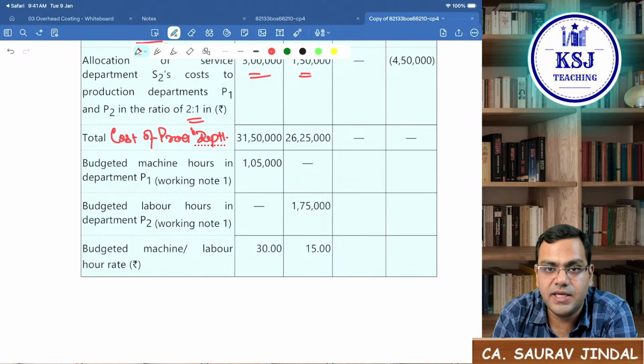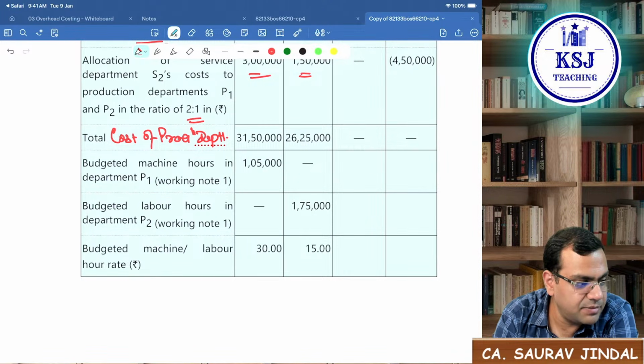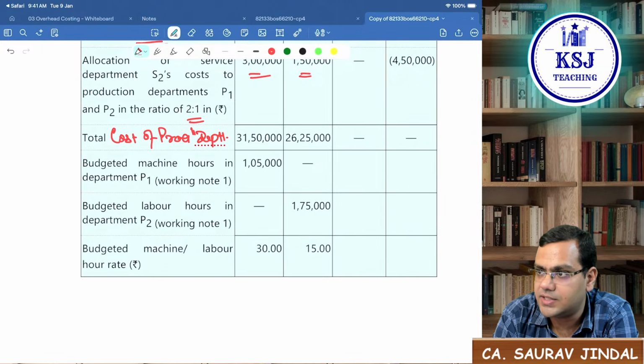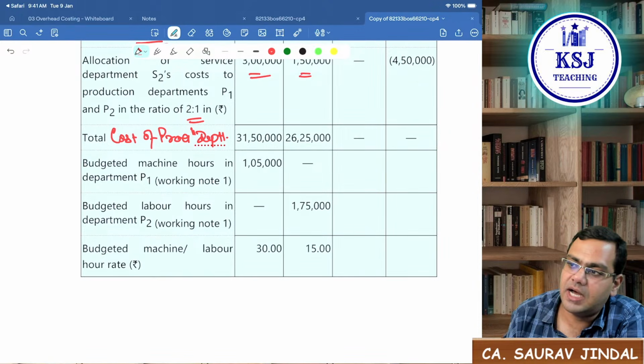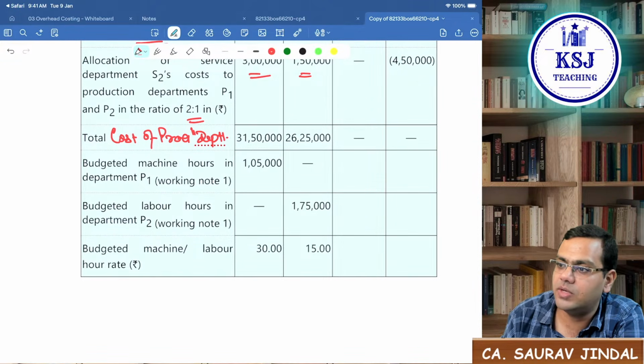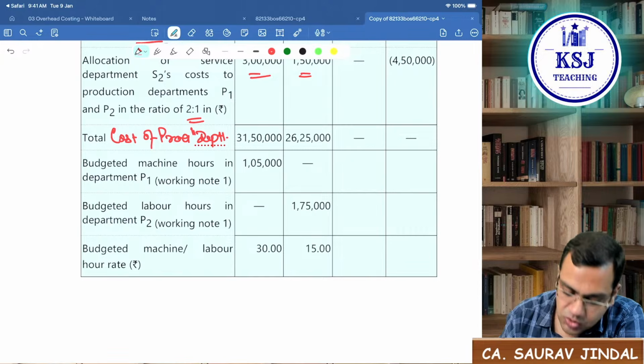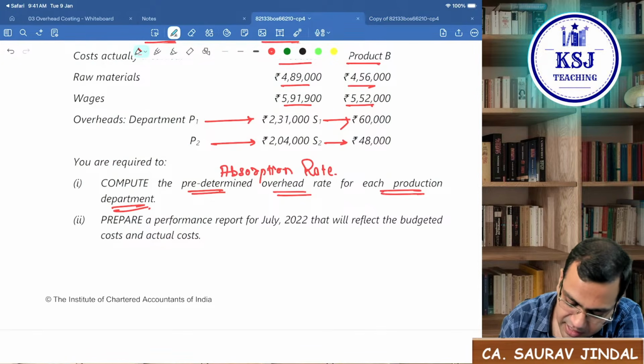Now, if you see, the production department P1 is machine intensive. Can you tell me the machine hours? And the department P2 is labor intensive. So how can we calculate the machine hours?